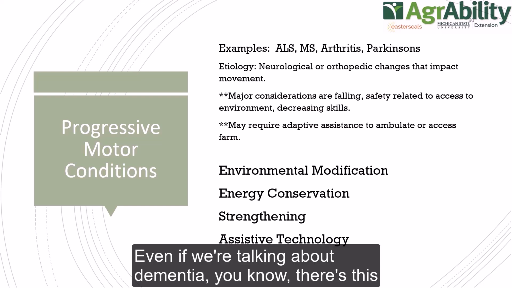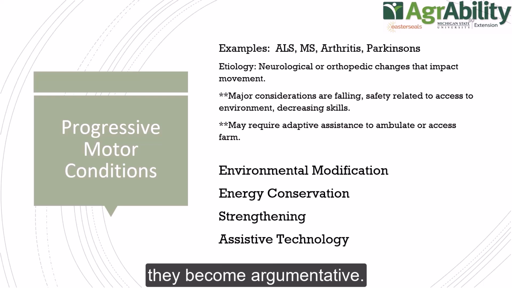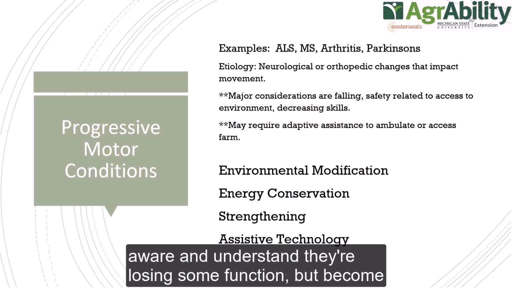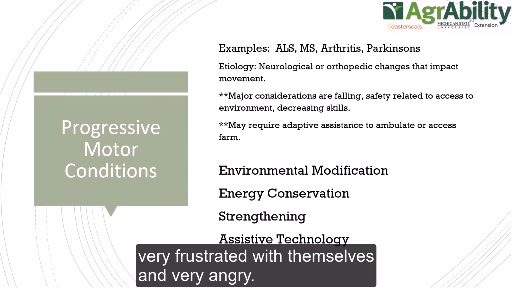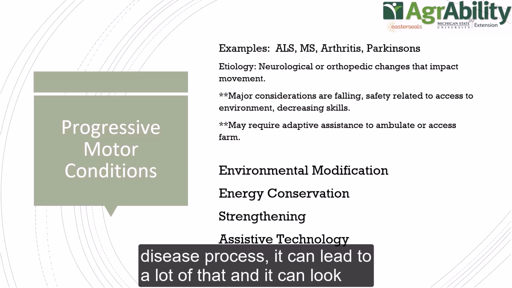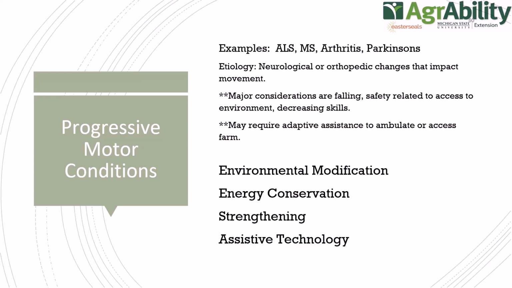Even if we're talking about dementia, there's this spot when people are getting Alzheimer's or dementia where they become argumentative, and that can be a hallmark because they're actually self-aware and understand they're losing some function, but become very frustrated with themselves and very angry. And so oftentimes when they're having to confront their own disease process, it can lead to a lot of that, and it can look like that. And that's another thing to be pretty aware of.